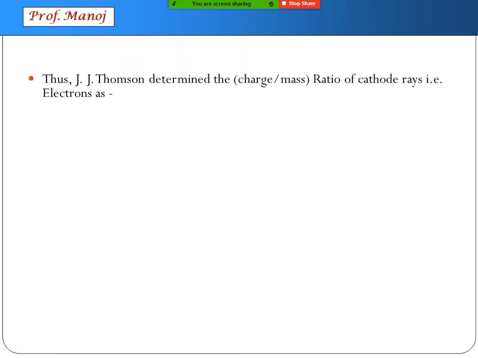By this experiment, Thomson measured the value of the charge upon mass ratio. This ratio he found out was 1.75 into 10 raised to 11 coulomb per kilogram. For several purposes in physics and chemistry, you will be needing this value. So please learn by heart: e upon m, the charge upon mass ratio, is equal to 1.75 into 10 raised to 11 coulomb per kilogram. We need not remember the entire number, 1.75 is enough.